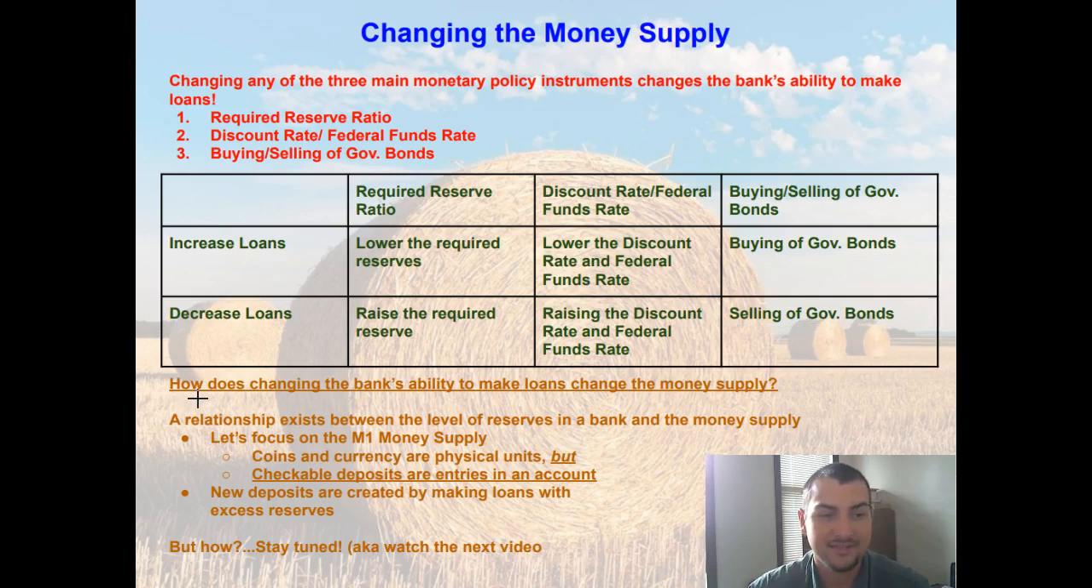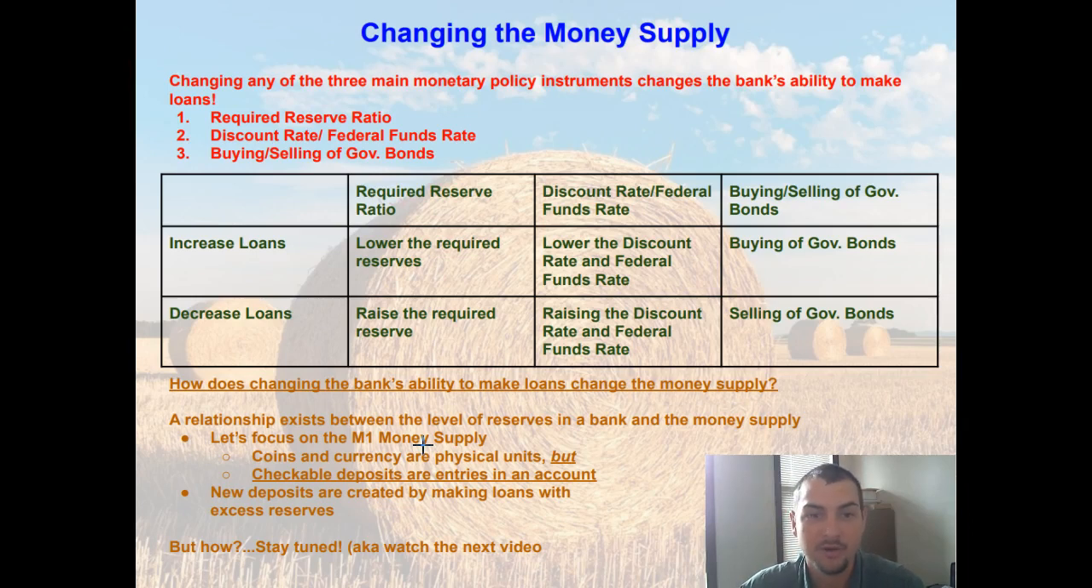So how does changing the bank's ability to make loans actually affect the money supply? What we found out is that there is a relationship between the level of reserves in the bank and the money supply. So let's focus on the M1 money supply first. Let's give you a little bit of background before we dive into actually how it works. Coins and currency are physical units.